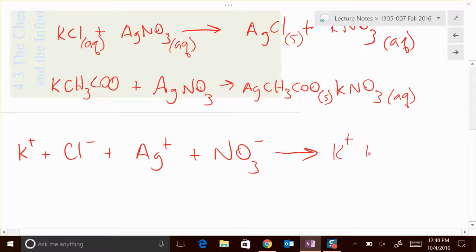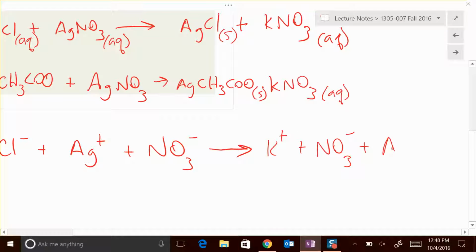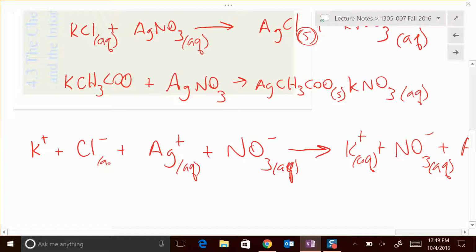Potassium plus nitrate. They're broken apart, right? They are not together. Plus what? Silver chloride. And is it broken apart? No, it's a solid product. All these other ones are aqueous. Okay, they are dissolved. The silver chloride is not.